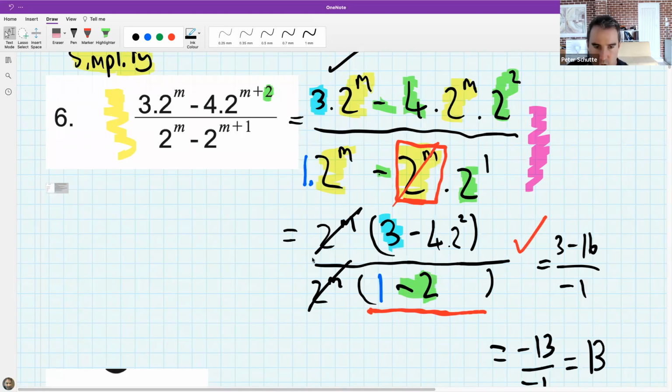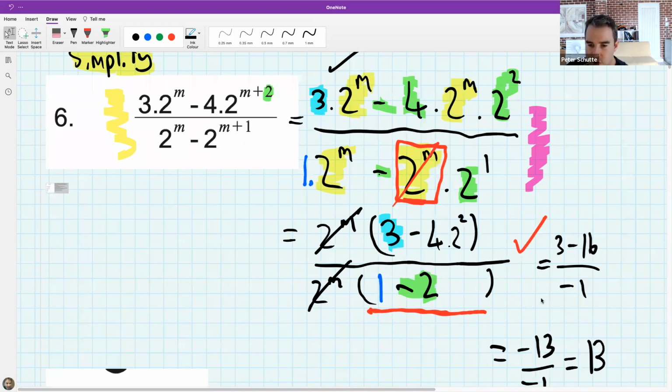Then 2 to the power of m divided by 2 to the power of m is 1. It's nothing, or essentially 1, so we ignore it. So now we go, what is 4 times 2 squared? That's just 4 times 4, so that's 16. So what's 3 minus 16? That's what's going to happen here.